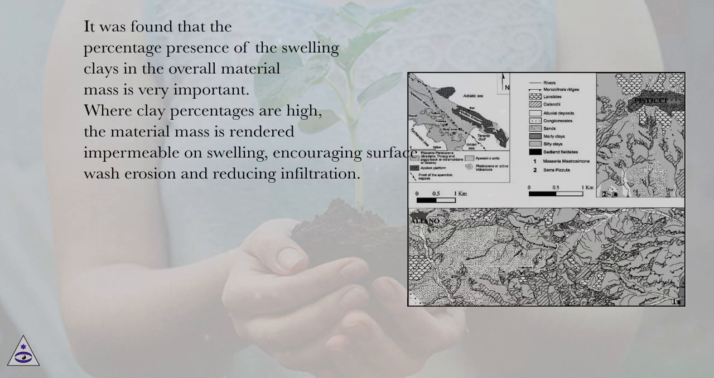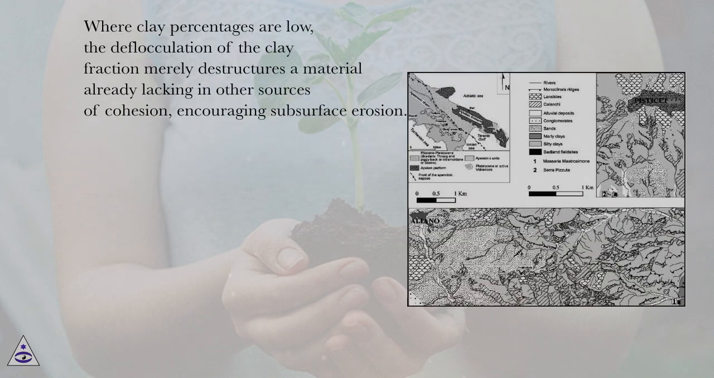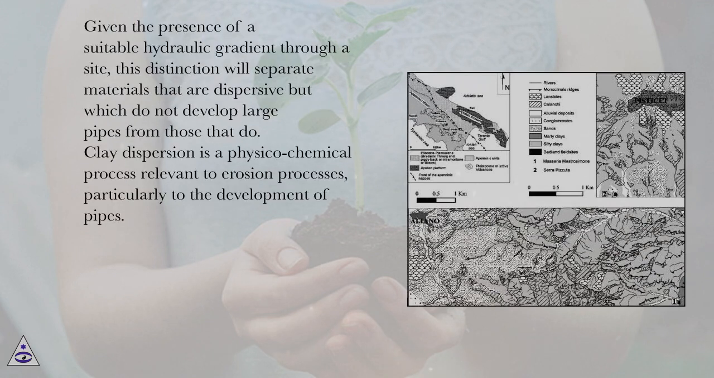It was found that the percentage presence of the swelling clays in the overall material mass is very important. Where clay percentages are high, the material mass is rendered impermeable on swelling, encouraging surface wash erosion and reducing infiltration. Where clay percentages are low, the deflocculation of the clay fraction merely destructures a material already lacking in other sources of cohesion, encouraging subsurface erosion. Given the presence of a suitable hydraulic gradient through a site, this distinction will separate materials that are dispersive but which do not develop large pipes from those that do.